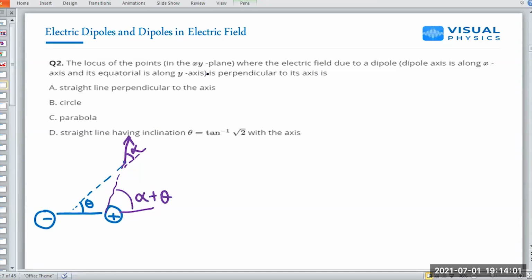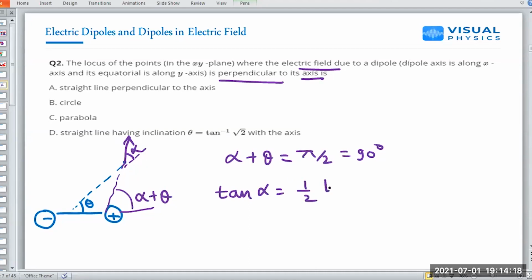So what it is saying from the question itself, it is saying it's perpendicular to the axis. What? The locus of points of the electric field. So alpha plus theta is given as pi by 2 or 90 degrees. And I know already tan alpha is half of tan theta. So I can simply put the value of half of tan of 90 minus alpha, and on solving I'll get this answer, option D. The rest is maths, you can solve on your own.